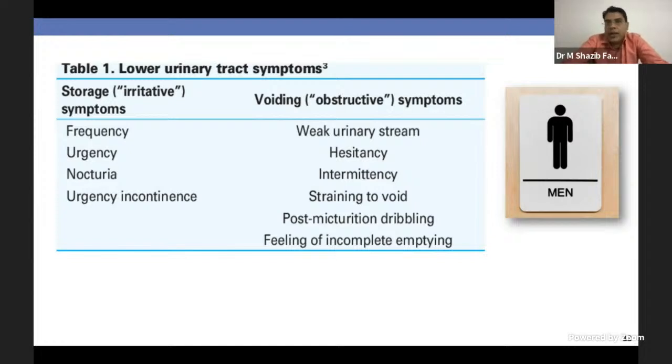Then straining to void: the urine is not coming out, so he has to strain, using his abdominal muscles to bring out the urine through the urethra. Then the patient can have features of post-micturition dribbling. It means he has already passed urine, but a few drops of urine still pass out, and it can stain his clothes. And obviously, there is a feeling of incomplete emptying of the bladder.